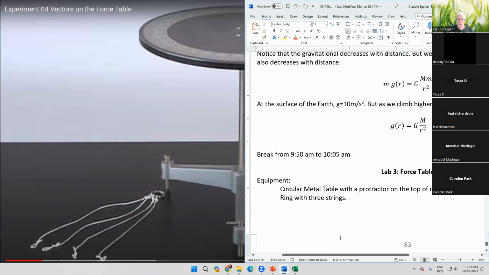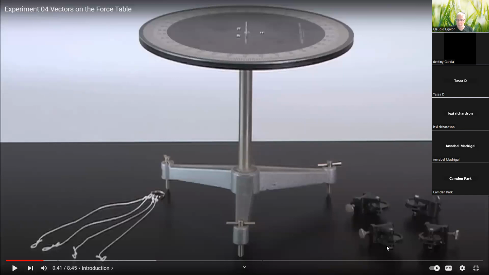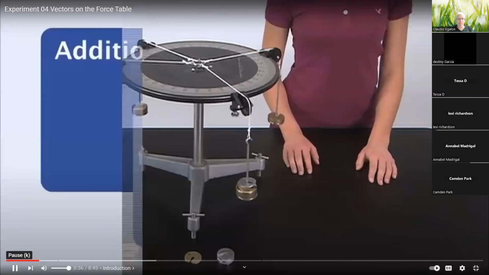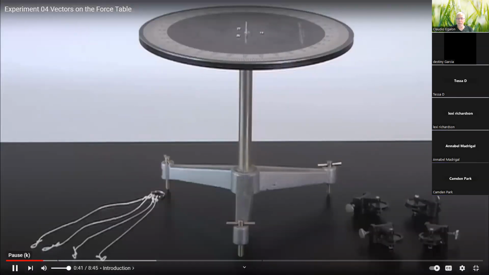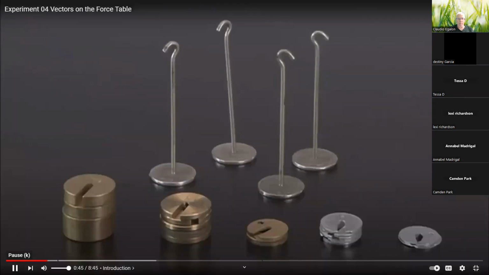And what else? Pulleys. Ring with 3 strings, and 3 pulleys. The pulleys are those right here, pulleys with a support that we attach here at the edge of the table. So to conduct your experiment, you will use a force table with pulleys, a ring and strings, and mass holders and slotted masses.